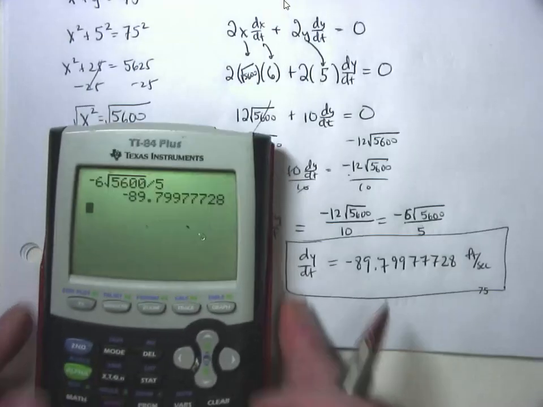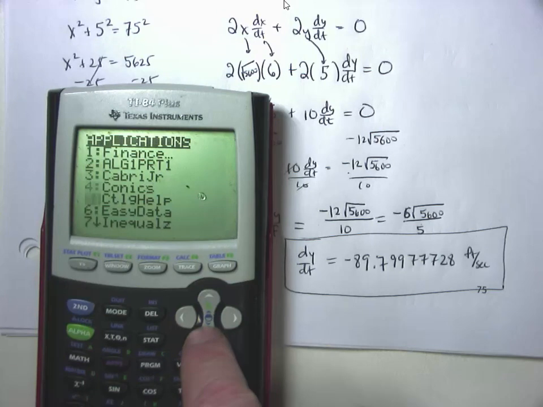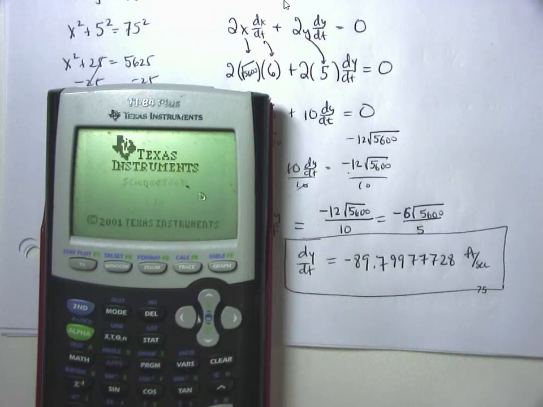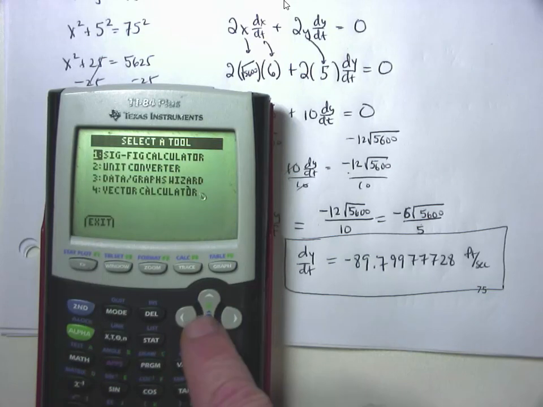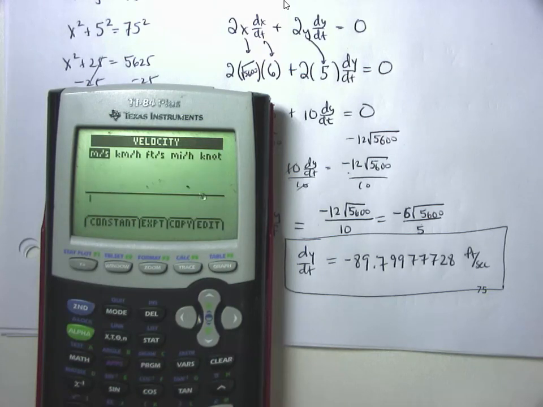So I'm going to show you guys something rather cool aspect of your calculator here. I'm going to go over here and go to the apps and scroll down here to the scientific tools. There it is right there, scientific tools. I'm going to use a unit converter because I want you guys to understand this thing. Feet per second, that measures what? Velocity. How much feet per second? We had negative 89.799777728. What were my units?